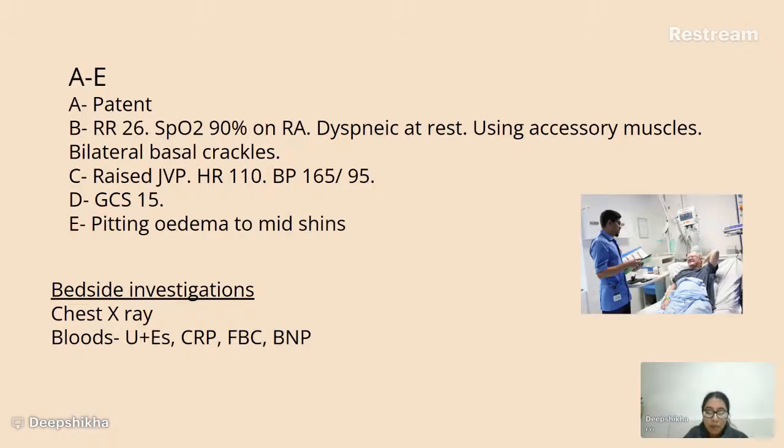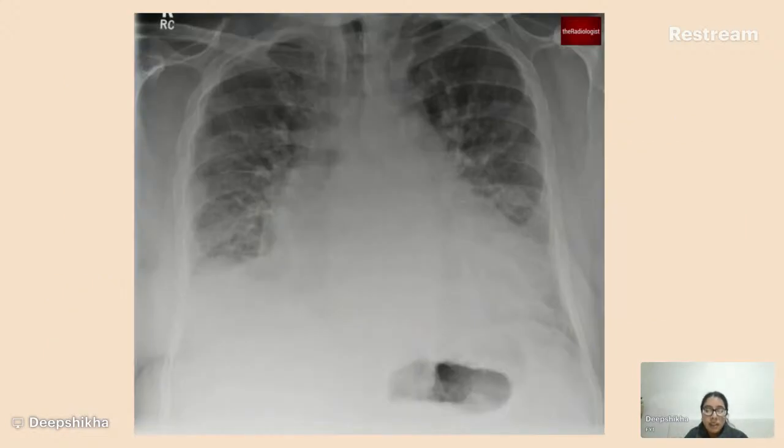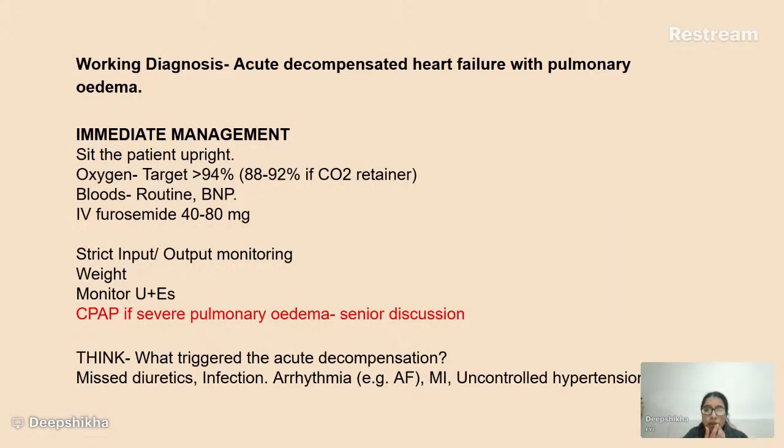You will send some bloods off, including BNP as well, and a chest X-ray to look at the extent of pulmonary edema. This is the X-ray that you see. You can see it's completely fluid overloaded, bilaterally as well. Working diagnosis: acute decompensated heart failure with pulmonary edema.